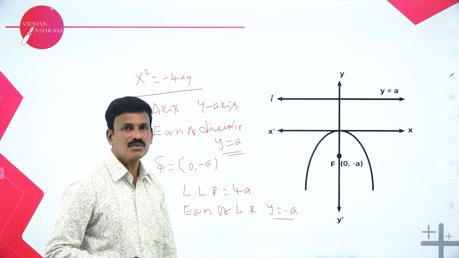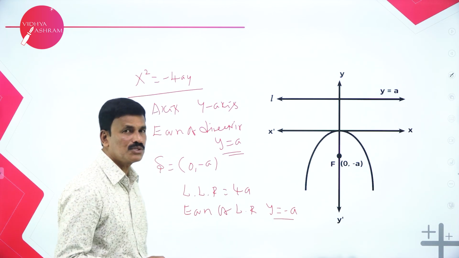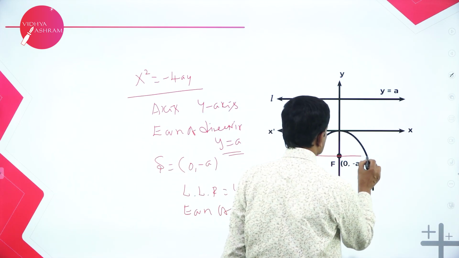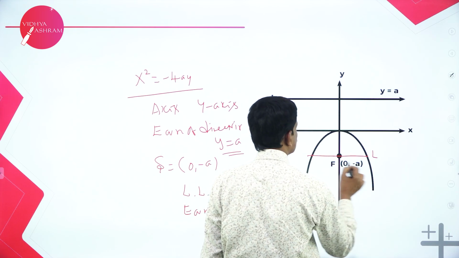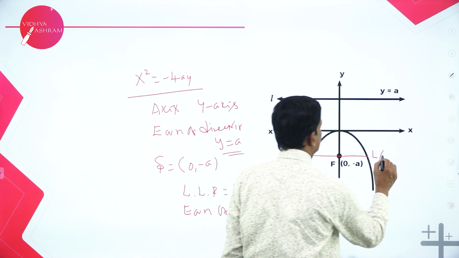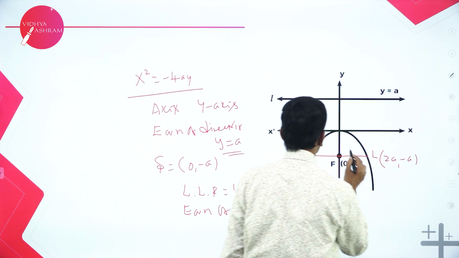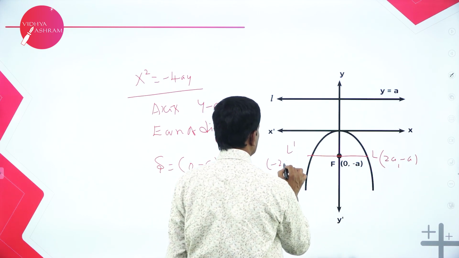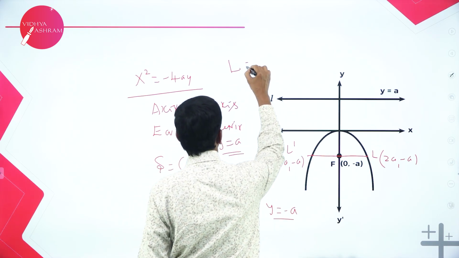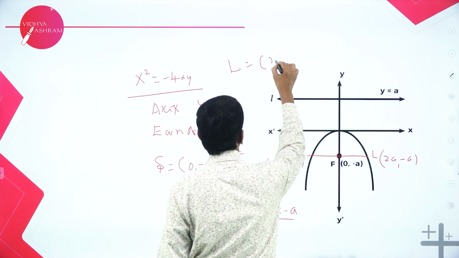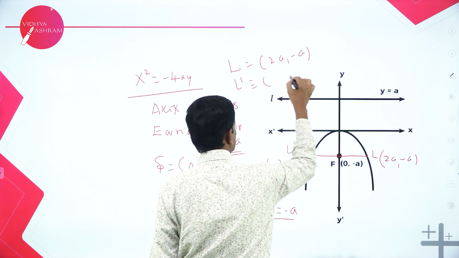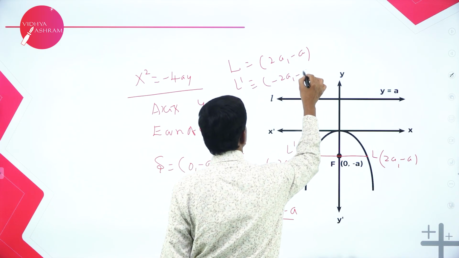Equation of latus rectum is y is equal to minus a, and length of latus rectum is equal to 4a. And the coordinates of ends of latus rectum, this is L and L dash, are 2a, minus a, and on the negative side, minus 2a, minus a, both are negative, right? Therefore the coordinates of ends of latus rectum are L is equal to 2a, minus a, and L dash is equal to minus 2a comma minus a.